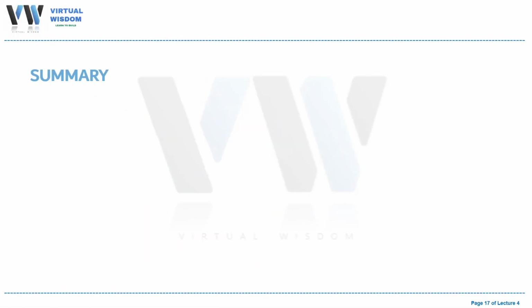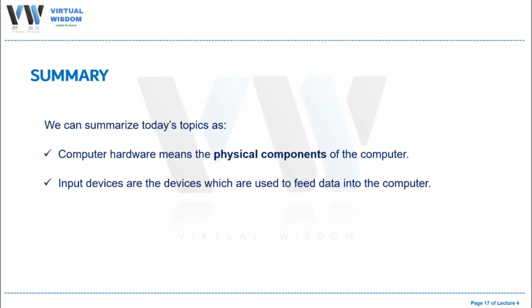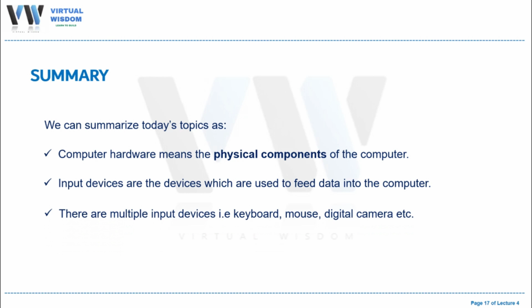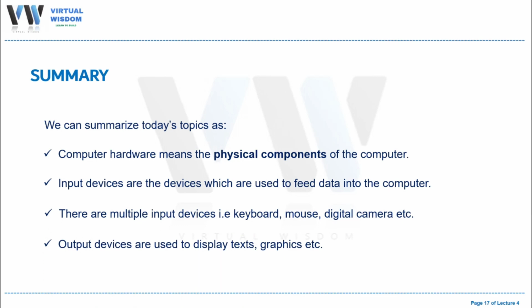We can summarize today's discussion as: the term computer hardware refers to the physical components of the computer. Input devices are used to feed data or information into the computer. We also discussed multiple input devices such as keyboard, mouse and camera, etc. Output devices are used to display graphics or texts, etc.